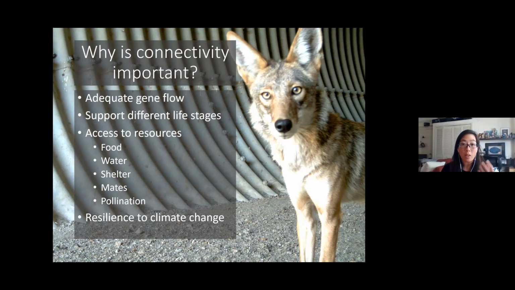Connectivity also allows for more access to resources, things like food, water, shelter, and mates, and it also allows pollinators to move around so that the plants can get pollinated. And it also provides resilience to climate change. With changing temperatures and changing sea level, there are a lot of things that these animals and plants need to adapt to, and they need the space to be able to do that. If they don't have these extra pathways that allow them to move, maybe to higher altitudes or to where the plants are moving to, then they'll get stuck and they won't be able to survive if they aren't able to get to that habitat.